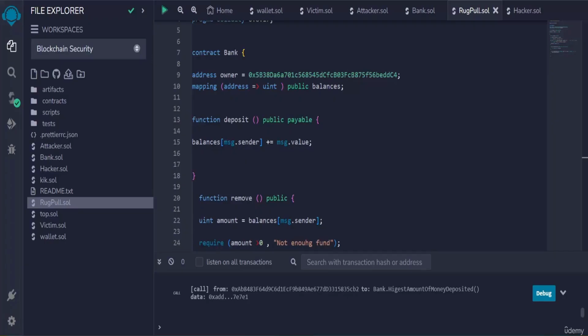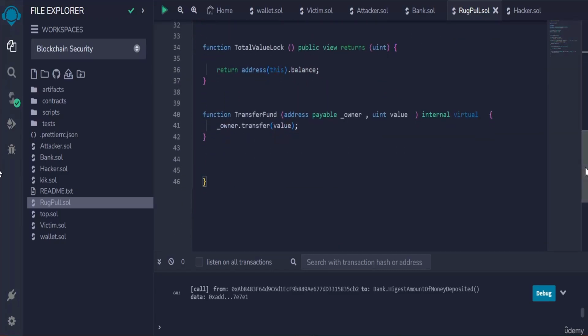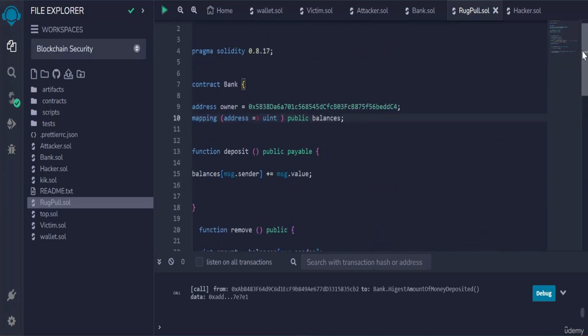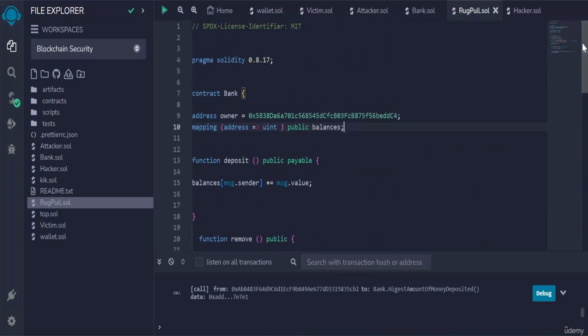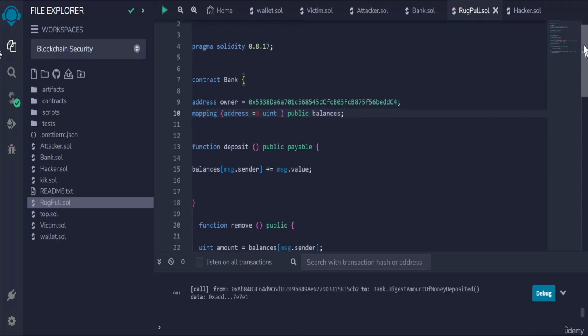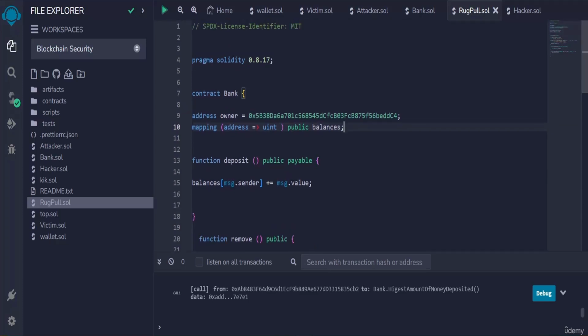Thank you for joining this new lecture. Now we're going to talk about the rug pull attack from a smart contract perspective. We're going to see how a hacker, or a malicious developer, can create a malicious line of code to drain investors' funds without them even knowing. To do that, we first need to understand the bank contract that we used in the reentrancy attack. This is the contract that we used in the reentrancy attack.